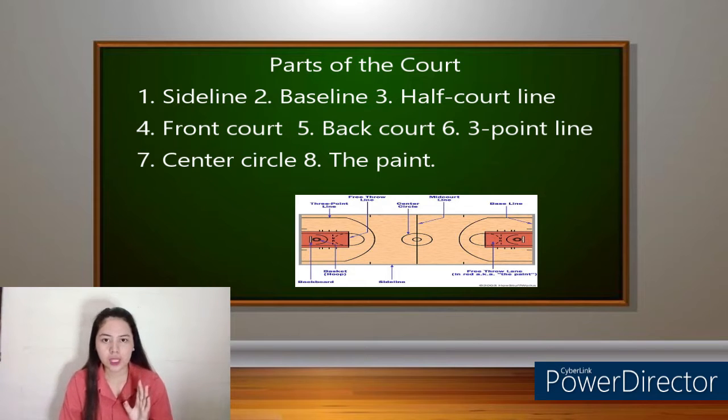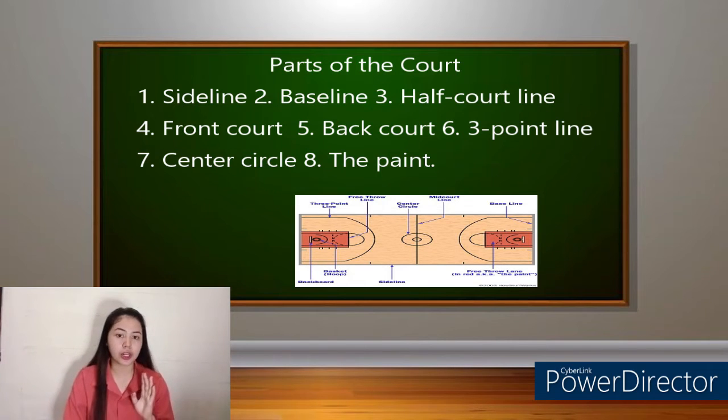The 7th is the center circle. Like I said earlier, this is the center circle before we start the game. The player, we have a representative to catch the ball from the referee when it is thrown. Number 8, the paint, also known as the lane, key, and free throw line.